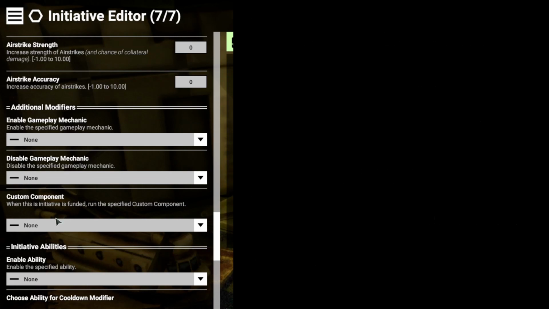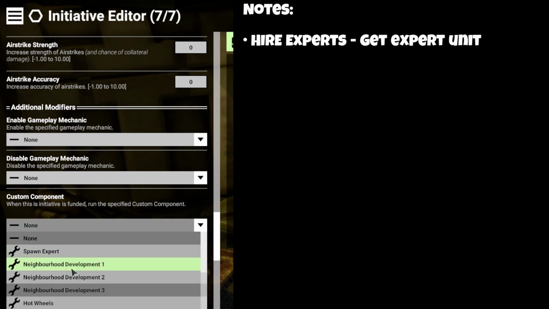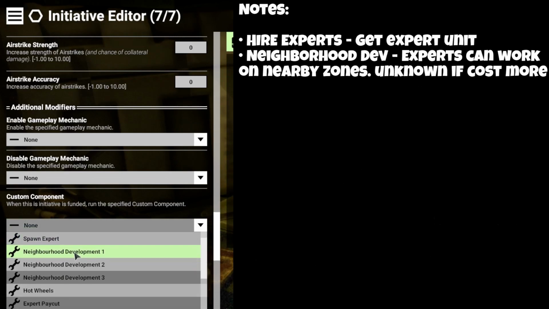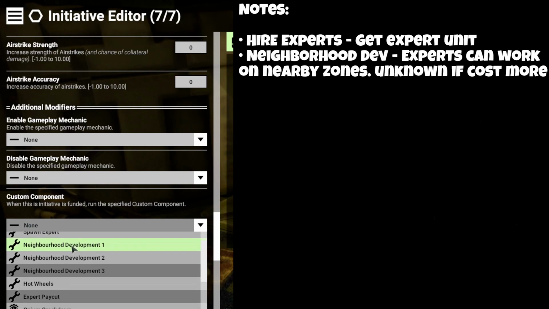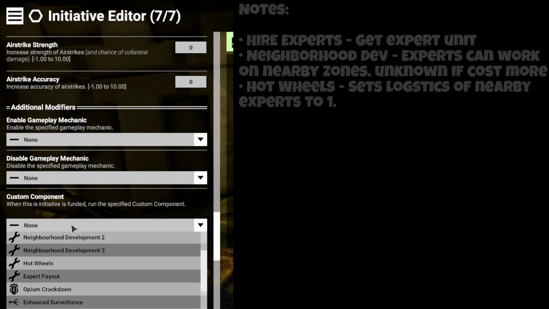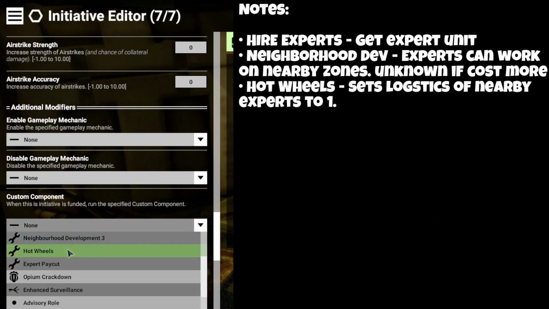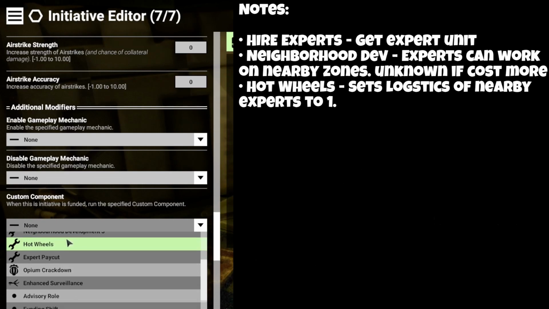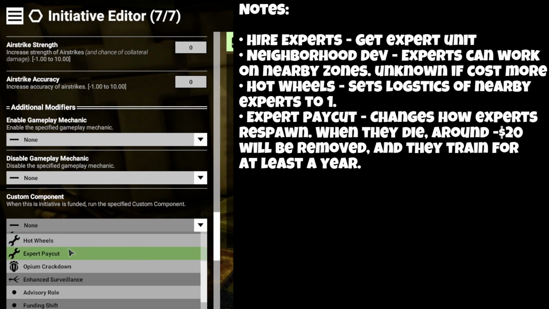Hire expert, self-explanatory. Neighborhood development allows experts to work on initiatives in adjacent zones. Unsure if costs extra. Hot Wheels. Set logistics near experts to one. Allow units to instantly travel when passing by them. Expert pay cut. When experts are killed, a big chunk of funds is deducted and a new expert is trained, which takes longer. Governor type doesn't matter and bypasses the development director's expert rehiring.